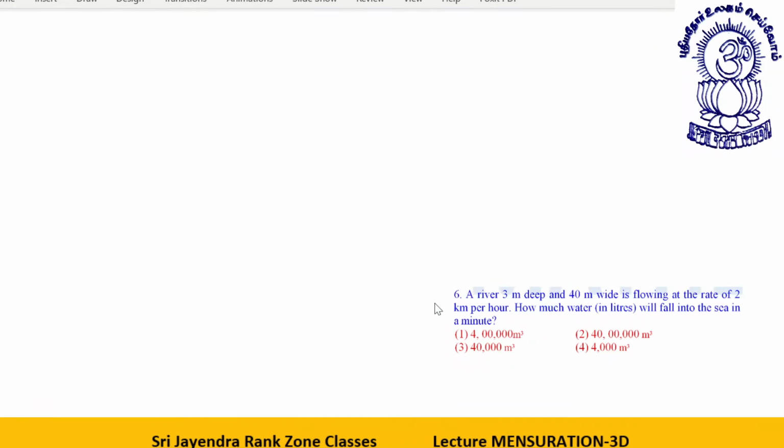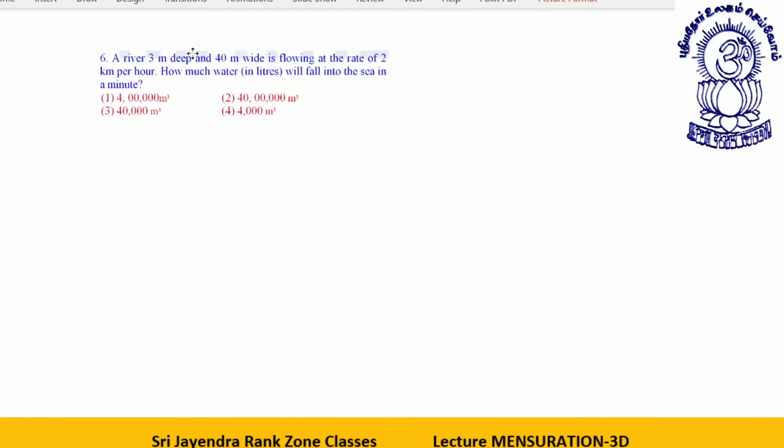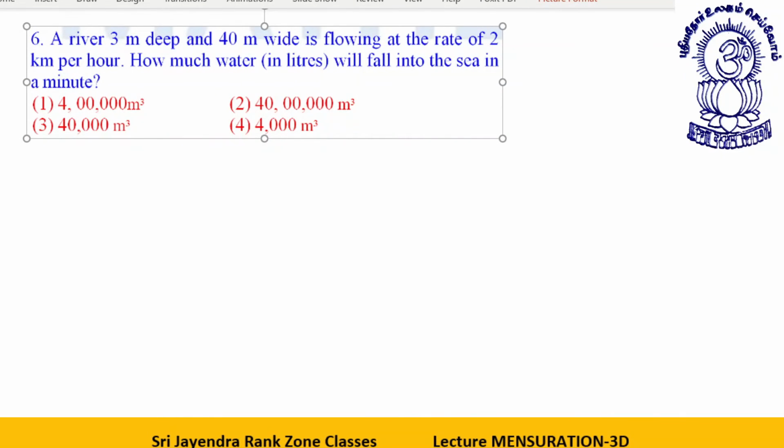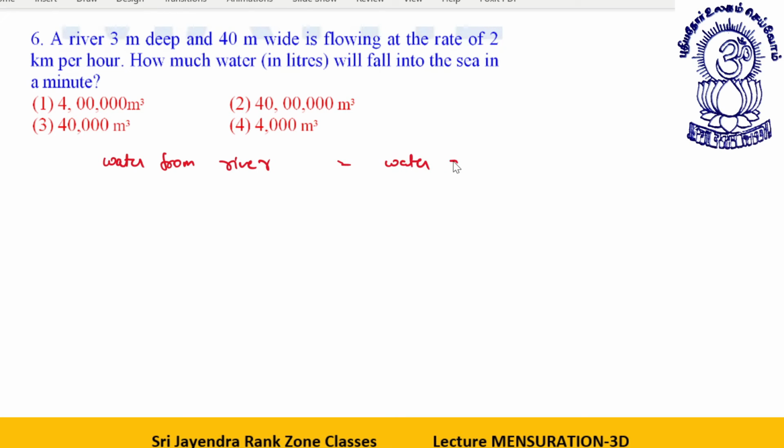Next one. Next question we have: a river 3 meter deep and 40 meter wide is flowing at rate of 2 kilometer per hour. How much water will fall into the sea? See, water from the opening of the river falls into sea. Okay, water from river is equal to water added into sea.